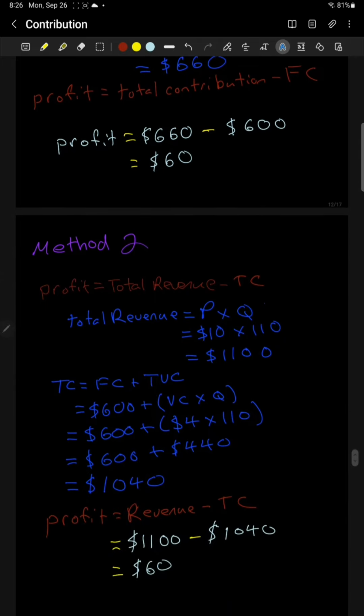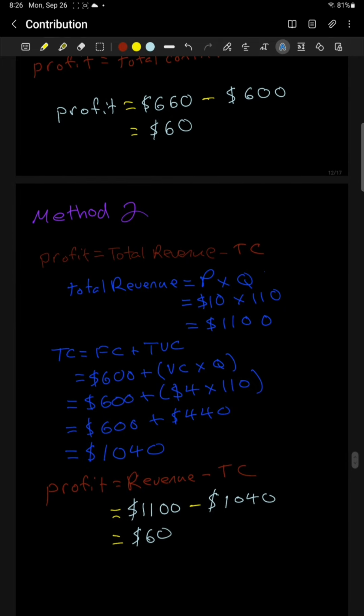And there's a second method to do this. Profit equals total revenue minus total cost. How do we figure total revenue? Total revenue equals price times quantity. So $10 times 110 cakes being sold is $1,100. Total cost is fixed cost plus total variable cost. The fixed cost was 600. Total variable cost is variable cost times quantity, which is $4 times 110, which is 440. So 600 plus 440 is 1,040.